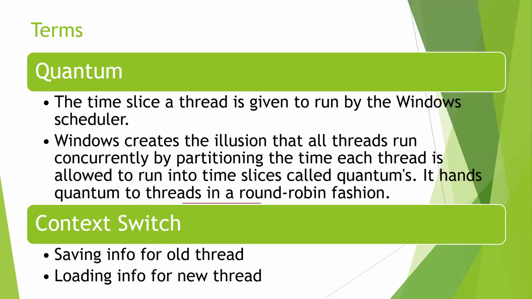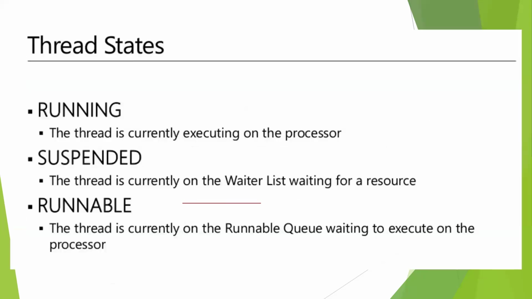Context switches: saving information for the old thread, loading information for the new thread, right? So when the thread comes out of the CPU, it has to save that information in some register. When the thread is loaded again, it doesn't need to start from the beginning. It will load the same context back, the same state where it came out.